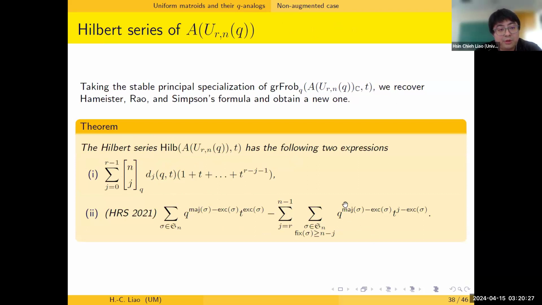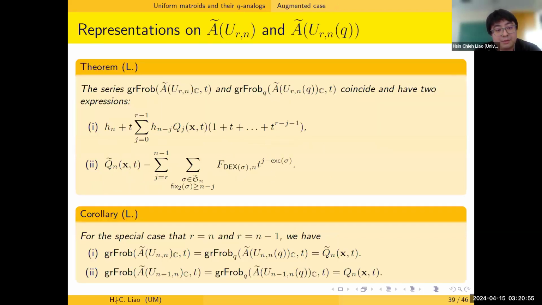And now if we take the stable principal specialization directly, we will recover the second equation, we will recover Hameister, Rao, and Simpson's formula, which is exactly these things. And we also obtain a new formula. And this d_n^J(q,t) is the q-analog for the derangement part, the q-analog of the Eulerian polynomial for the derangements. Yeah. So we can do the same thing for the augmented Chow ring.